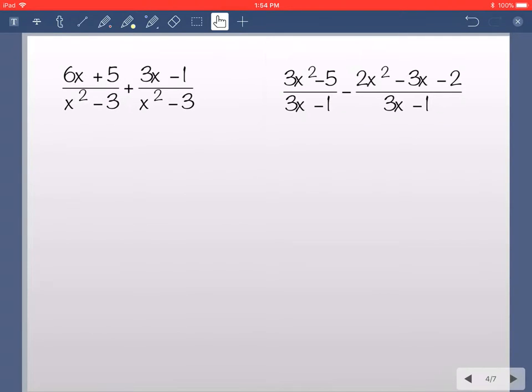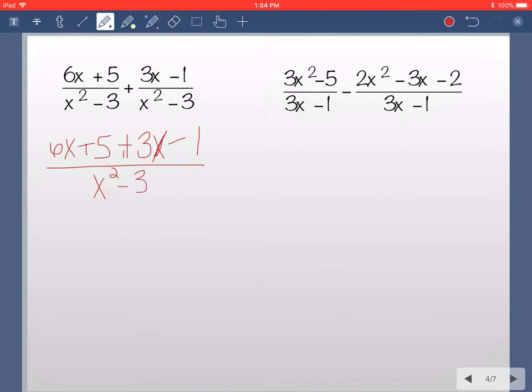So here I have 6x plus 5 over x squared minus 3 plus 3x minus 1 over x squared minus 3. Both of my denominators are x squared minus 3, which is good. So I can go ahead and write this as one big fraction. So I can say that this is 6x plus 5 plus 3x minus 1 over x squared minus 3. And now I can combine like terms. So 6x and 3x make a 9x. And 5 and negative 1 make plus 4 over x squared minus 3.